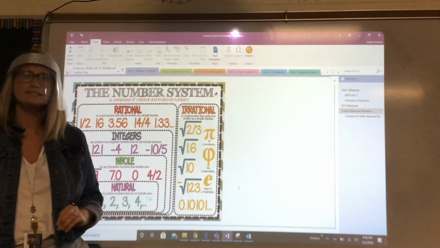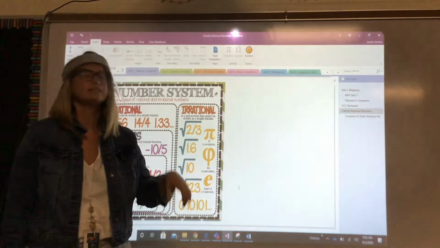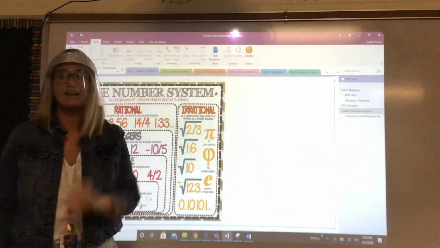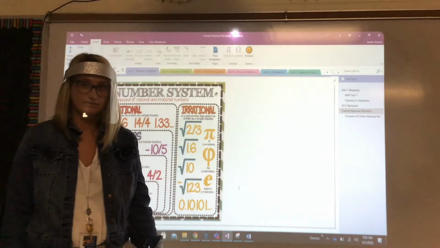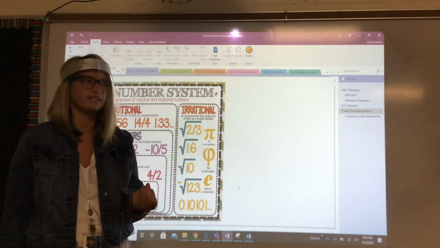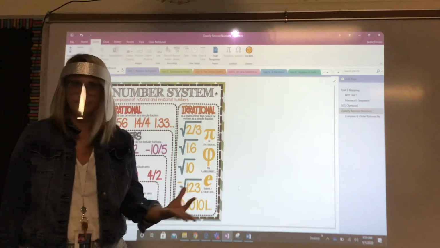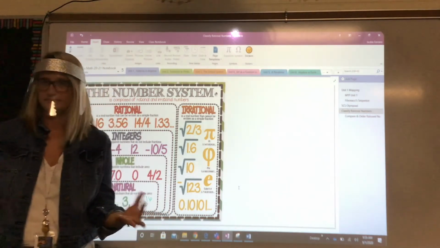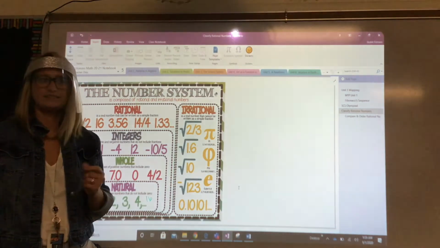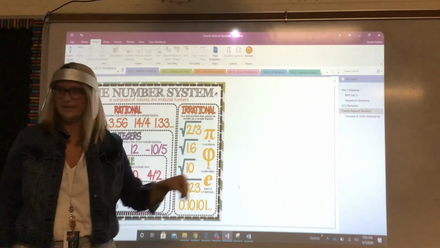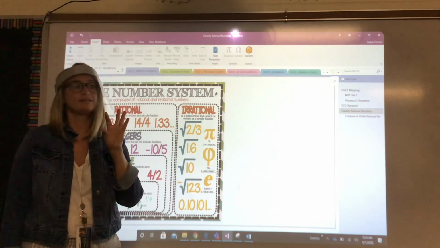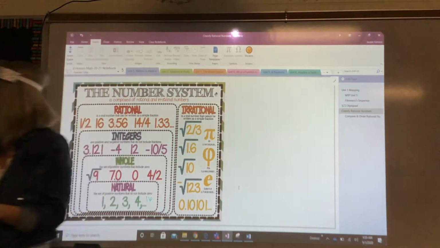The only ones that don't terminate or repeat that are considered rational are the fractions. All fractions are rational. If you can write it as a fraction, it's considered rational. Got it? Okay, no questions about that. All fractions are automatically rational. It's just when they're in decimal form that you decide if they're terminating or repeating.